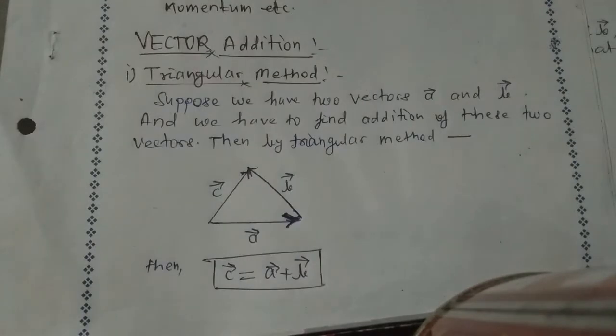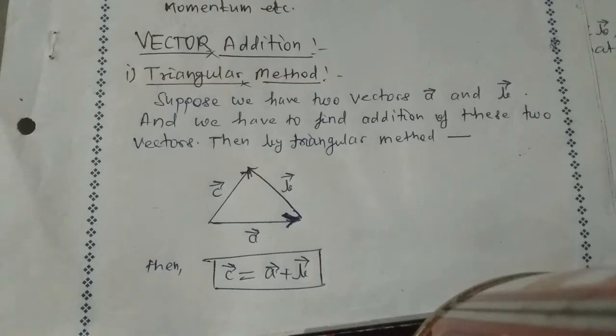The next one is vector addition. We have seen what is a scalar quantity, what is a vector quantity. Now we'll see the vector addition. There is a very important rule. For vector addition we have two methods basically. The first one is the triangular method and the second one is the polygon method.